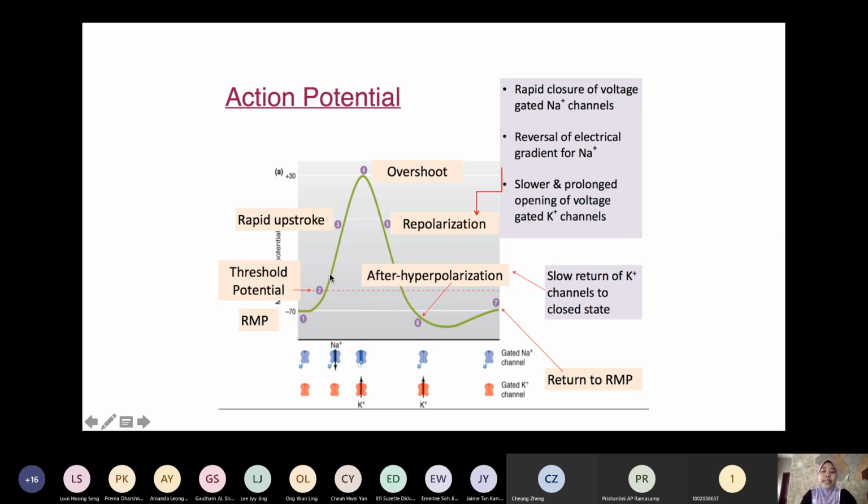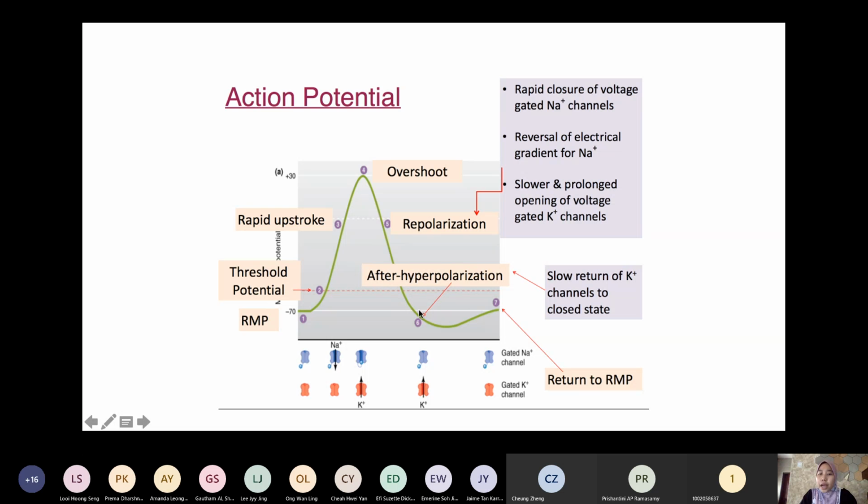Okay, so why does the depolarization occur? Depolarization occurs due to the opening of the sodium channels, so the influx of the sodium ions. And then the repolarization occurs due to the delayed closure, or the closure, of the sodium channels together with the opening of the potassium ion channels, causing the leakage of the potassium ion.